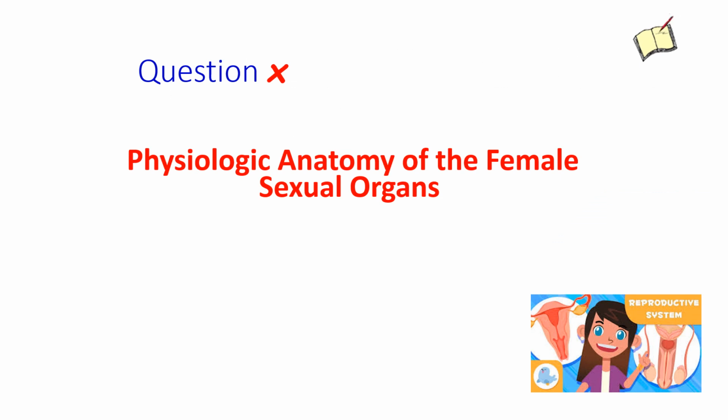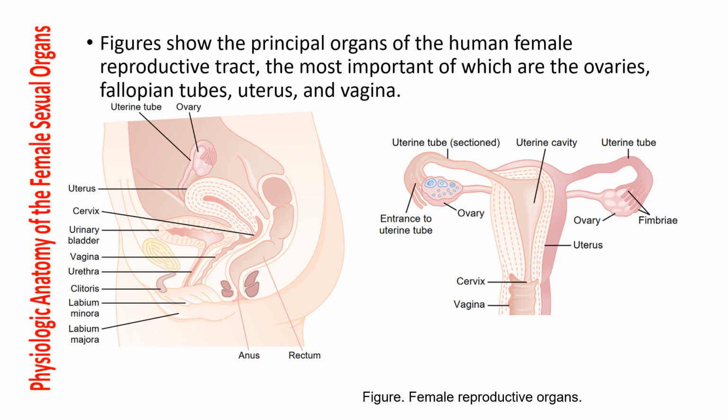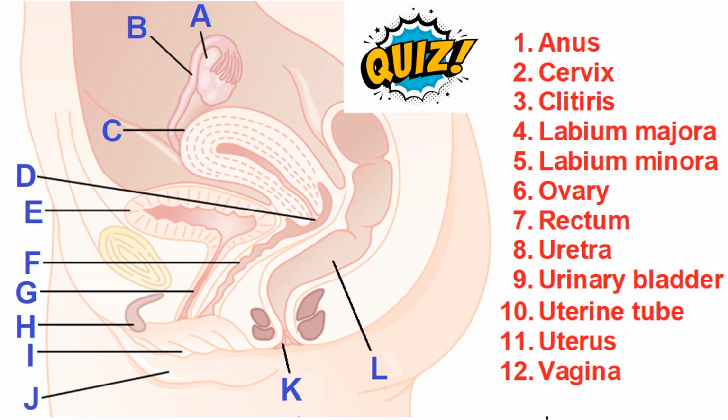Physiologic anatomy of the female sexual organs. Figures show the principal organs of the human female reproductive tract, the most important of which are the ovaries, fallopian tubes, uterus, and vagina.